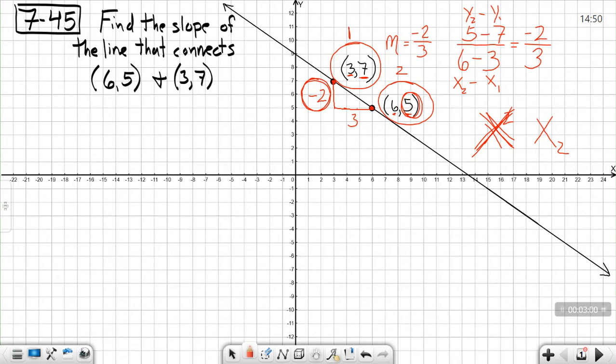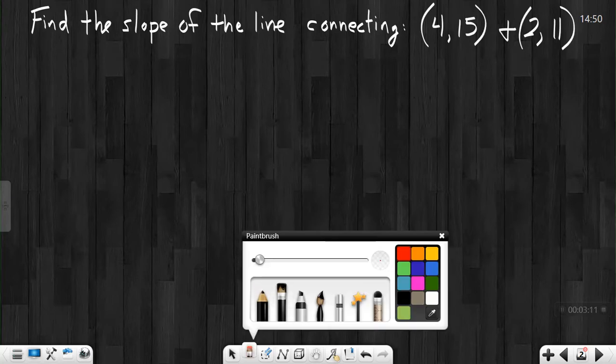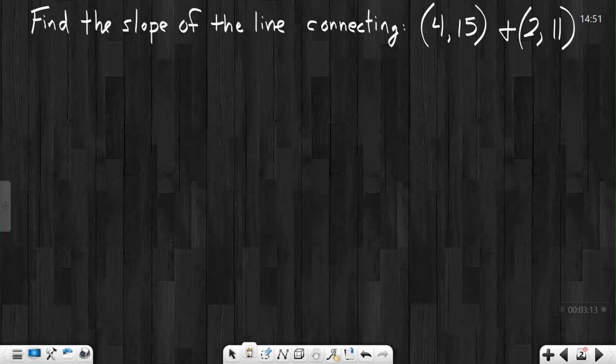Let's see why we'd need to do it and give you a better example. In this case here, they ask us to find the slope of the line connecting (4, 15) and (2, 11). Well, (4, 15) is going to be a much larger graph than what we're used to. And so I don't necessarily want to have to plot those 2 points on the graph and then calculate my slope up and down. So again, we can use what we just identified.